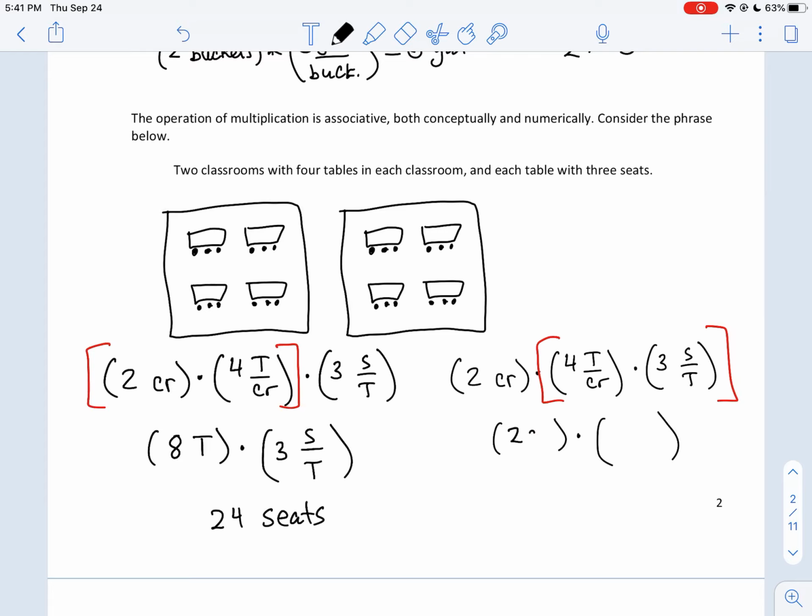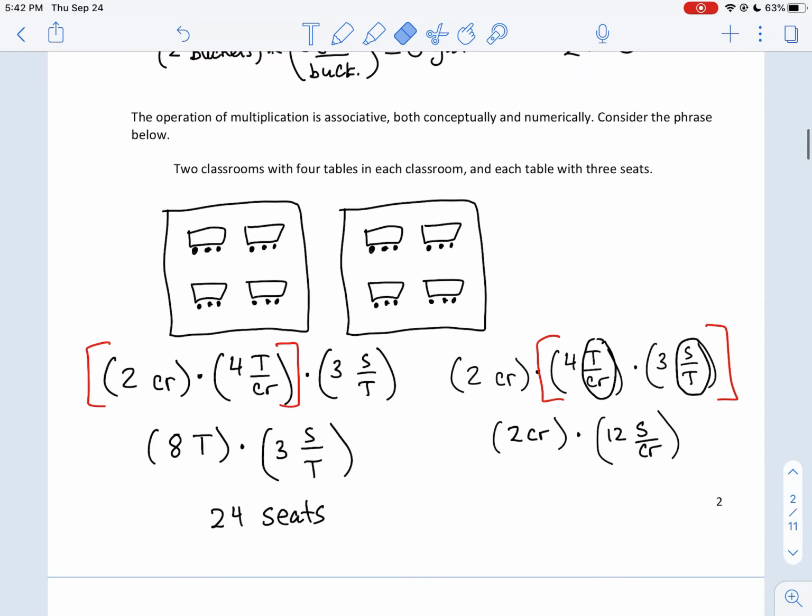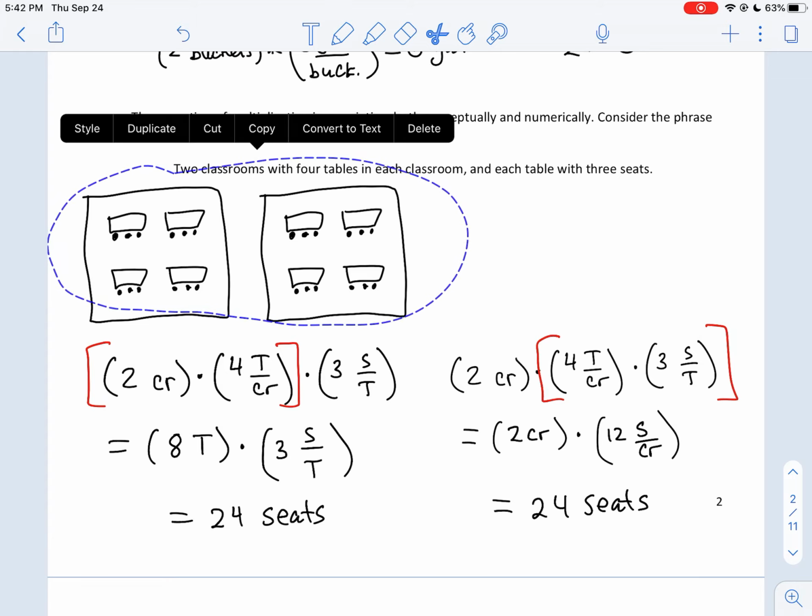All right, so we have 2 classrooms, 2 CRs. Now, there's 4 tables per classroom and there's 3 seats per table, so I can multiply 4 and 3 and get 12 seats per classroom. Which is exactly what you see if you look at, per classroom, how many dots are there? There's 12. We have 12 seats per classroom. And now I can multiply, let's put some equal signs to connect these things. Now I can say 2 classrooms times 12 seats per classroom will give me a total of 24 seats. All right, so it didn't really matter which multiplication I did first.